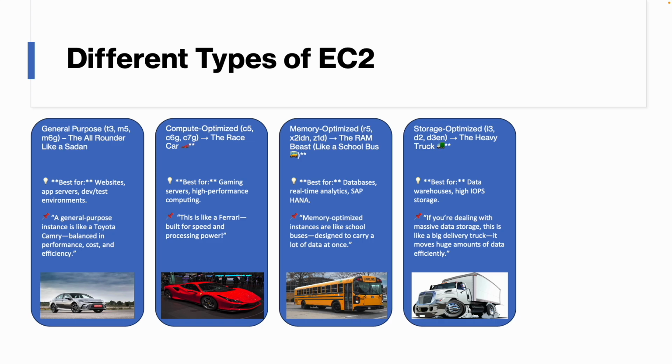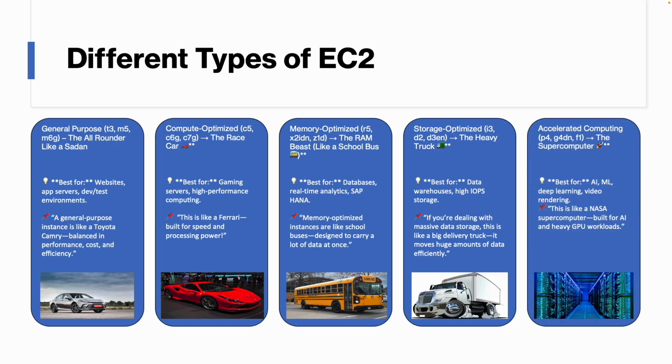Next is storage optimized. I've tried to relate it to a truck which carries big large items. So if you have massive data storage, a huge amount of data, like a use case for data warehouse or high IOPS storage, then you can go for storage optimized EC2 instances. And last one is accelerated computing. So if you have a heavy GPU workload or AI related use cases, then you can go for accelerated computing instance type.